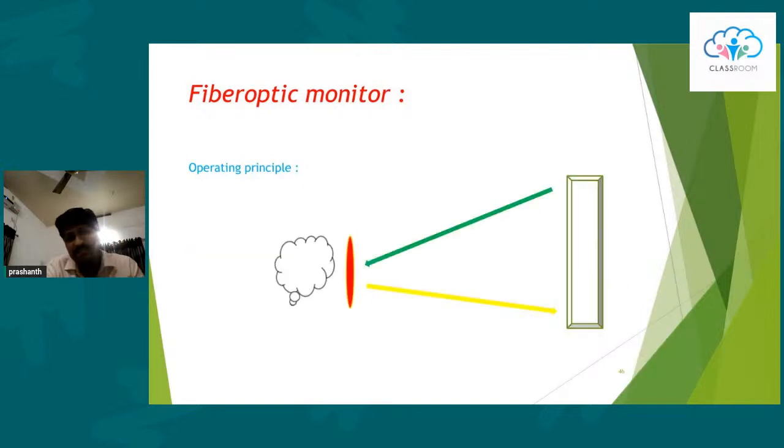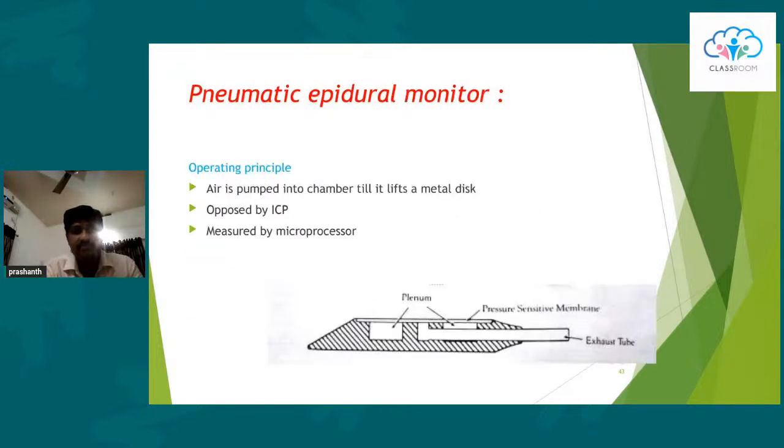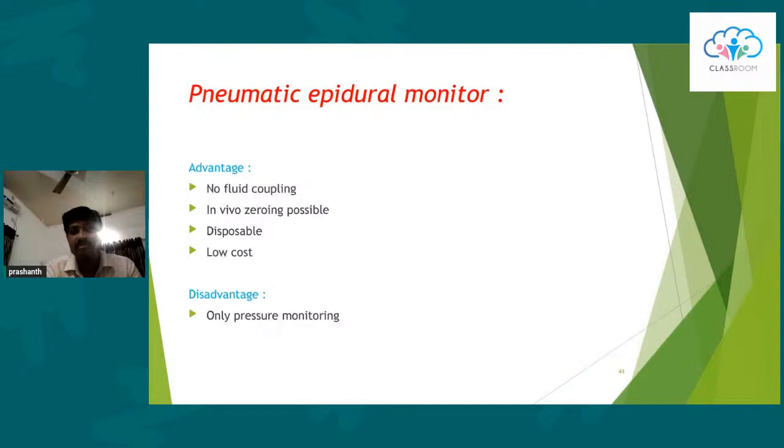The disadvantage is that zeroing is not possible in vivo, and there's a risk of potential breakage of the optical bundle, and the manufacturer recommended monitor can already be used, so that can add to the cost of the system. So the Camino Laboratories has brought in the fiber optic catheters for ICP monitoring.